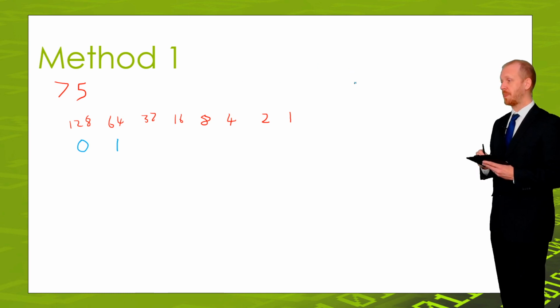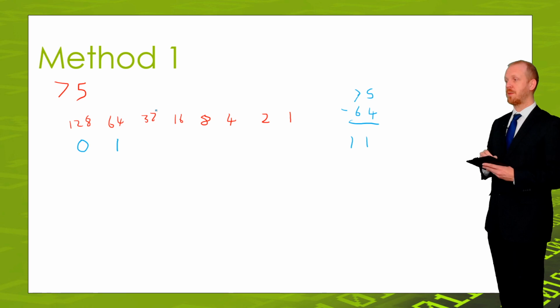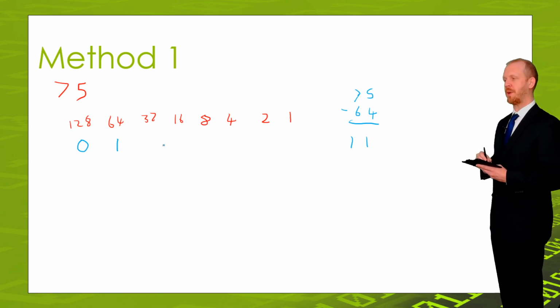So if we put 75 take away 64 is 11. So now I'm trying to get 11 out of the remaining numbers. You can probably at this point look at that and go, oh, I can see that's 8 and 2 and 1. But I'm still going to carry on the formal way of doing it.